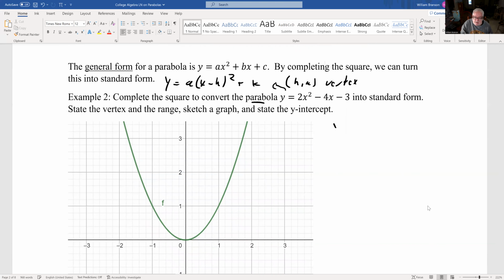Well, we start with y equals 2x squared minus 4x minus 3. When we're completing the square, we always do that with a coefficient of 1 on the x squared, if you remember the examples that we did before. So I'm going to divide both sides by 2.